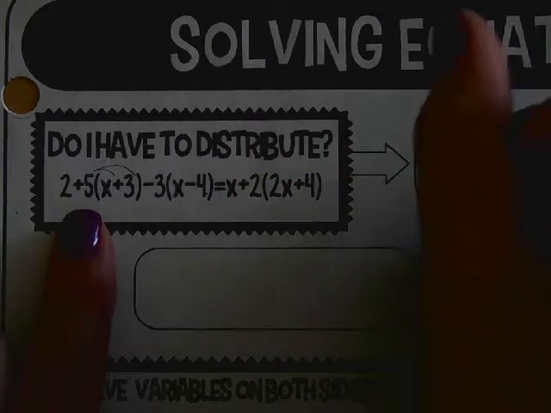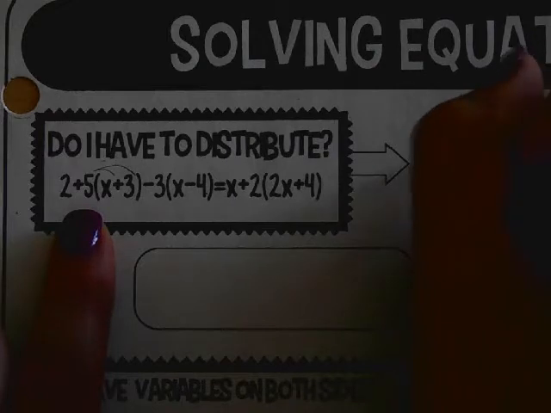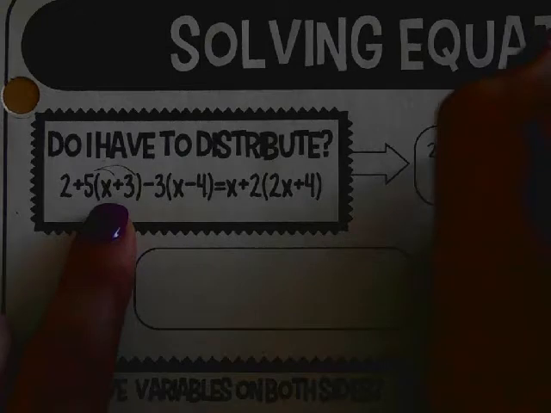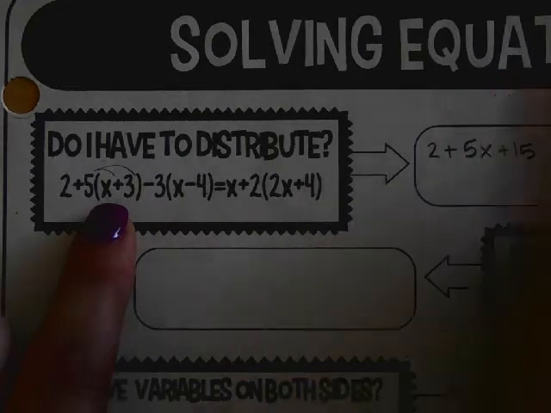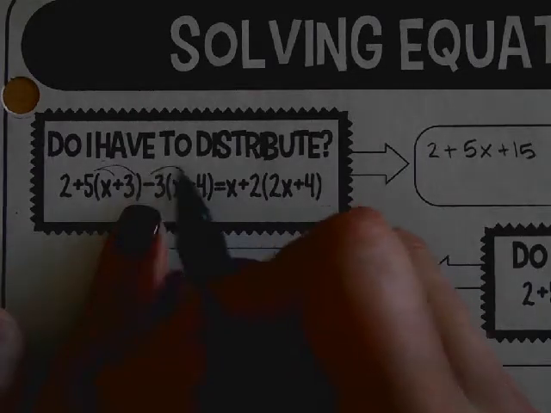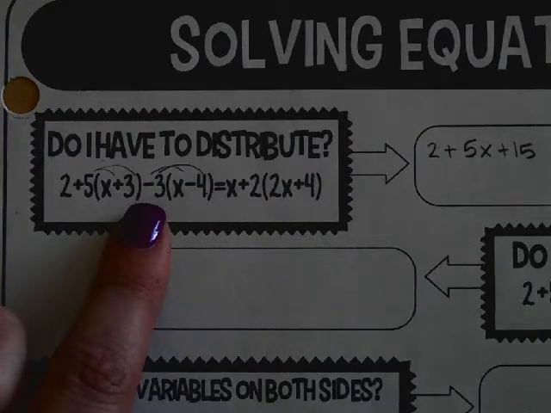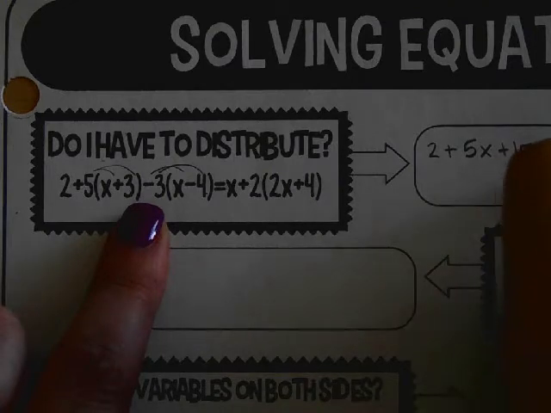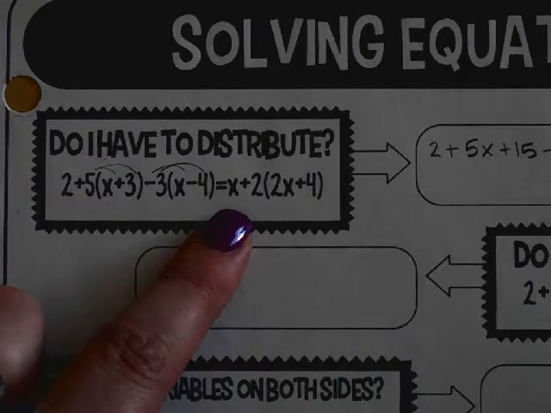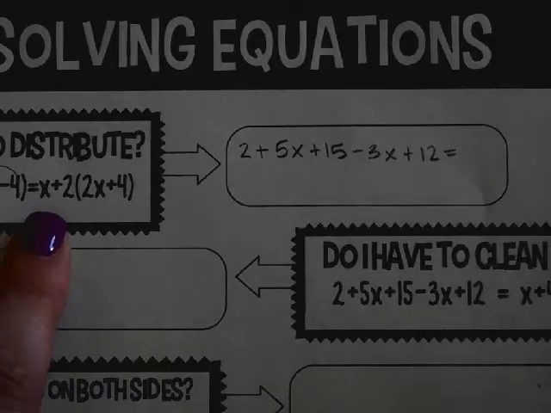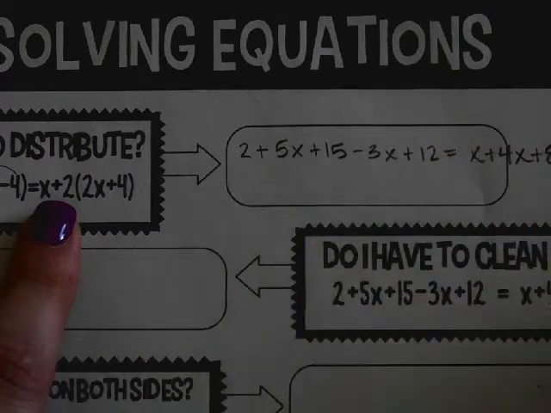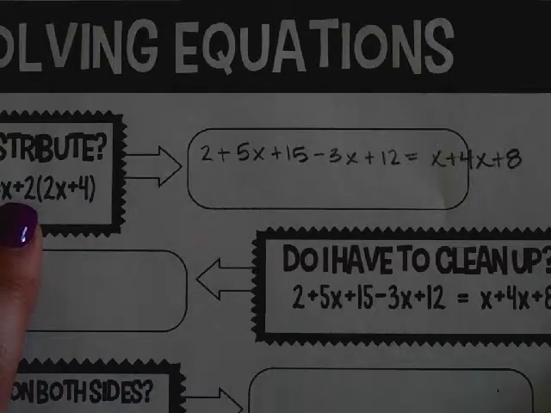So I'm going to keep the 2 plus, and then what do I have next? You got 5x. Plus 15, okay. And then what do I do? Minus. Distribute the negative 3, and what do I have? Okay? Equals. Oh, this is easy.